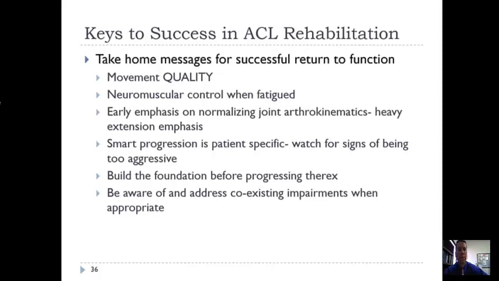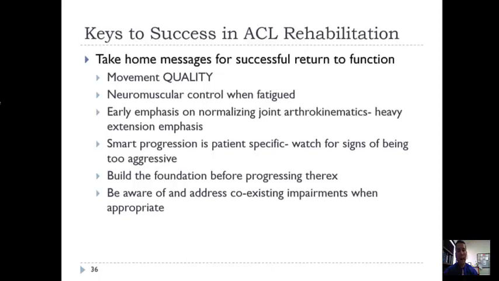Addressing neuromuscular control when fatigued. If all you do is the high-level stuff early on, you never really address complex movement patterns when they're tired. That's in the safe environment of the clinic. Imagine when you put them back out there when they return to sport. They're certainly going to be fatigued and have to do complex movements. So you want to get them ready for that. Early on, we don't do that. Early on, we want to just get general strength and motor control back. But later on, we certainly want to train them when they are fatigued.